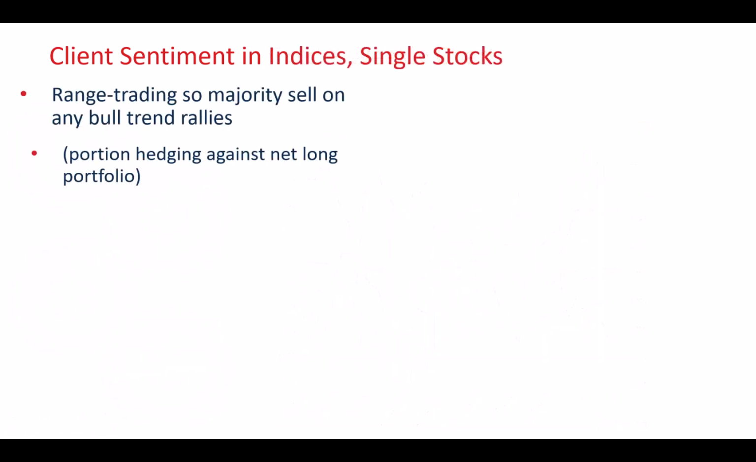But let's continue with this section and this segment and look at client sentiment in indices and single stocks. Quite different between the two. When it comes to indices, it's really about range trading. So a lot of times when you see any bull trend rallies or even bull average, if you will, prices averaging higher, you're going to see that they're majority sell. If it's a strong trend, they're going to reach heavy to extreme sell. If it's averaging higher little by little, creeping higher, you'll probably see them in more moderate sell territory.